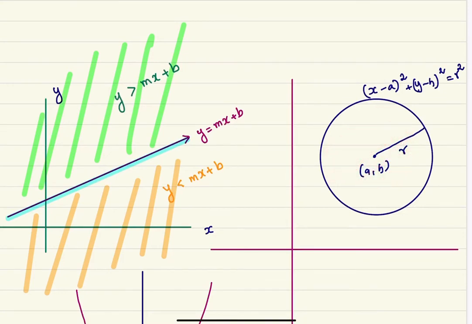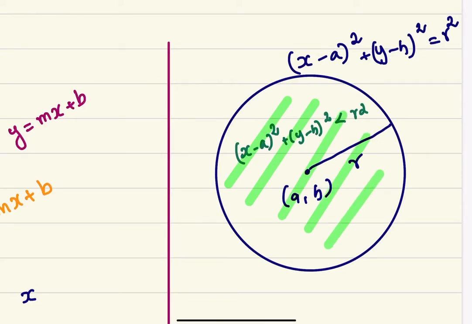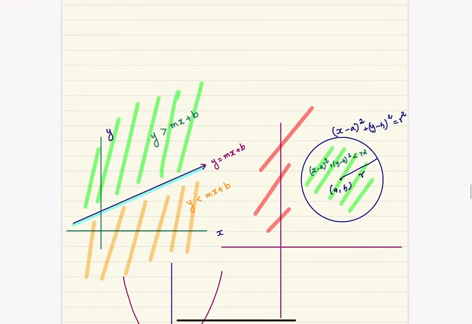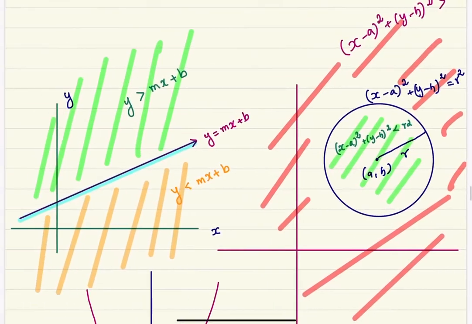Inside, the inequality that gets satisfied is x minus a the whole squared plus y minus b the whole squared less than r squared. What about outside? As you would have guessed by now, everything outside of the circle satisfies x minus a the whole squared plus y minus b the whole squared greater than r squared. That is how these inequalities work, geometrically speaking.